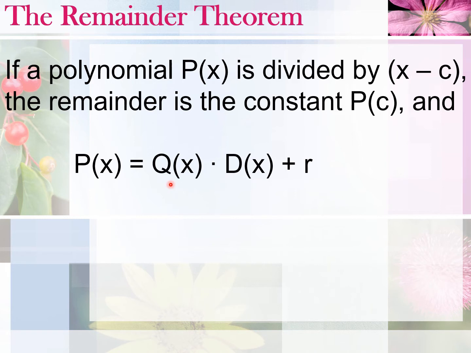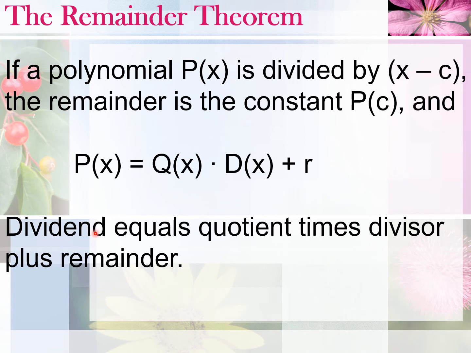So, pag minultiply mo daw yung quotient at saka yung divisor, tas inadd mo yung remainder, that is equal to the polynomial function o yung ating dividend. So, dividend equals quotient times divisor plus remainder. Yun yung ibig sabihin nito.